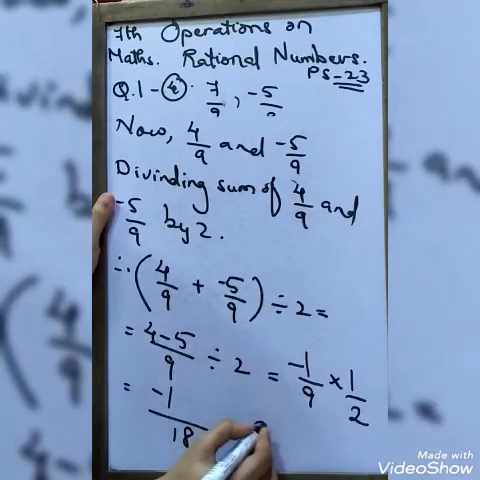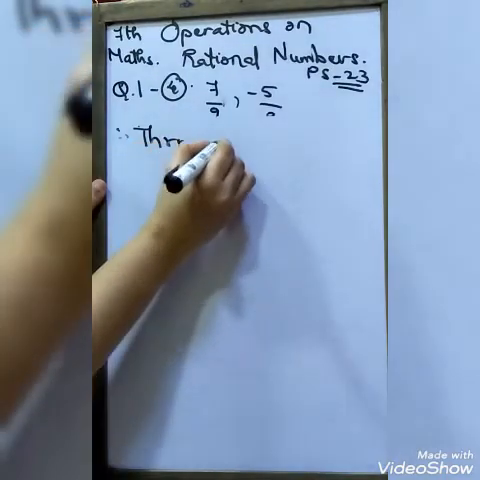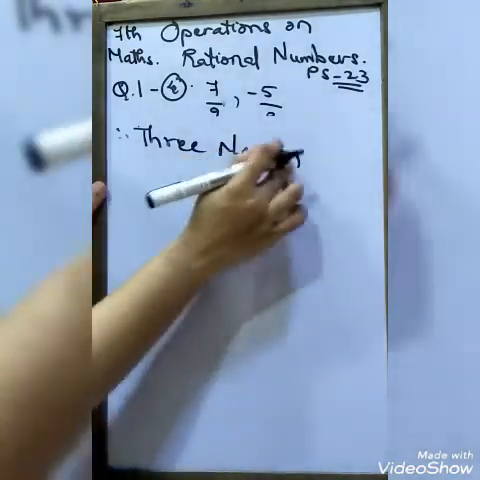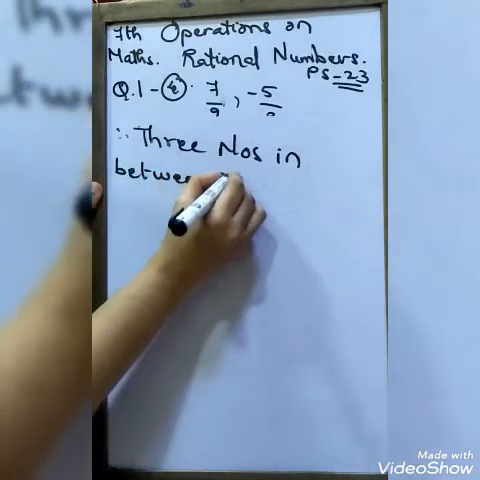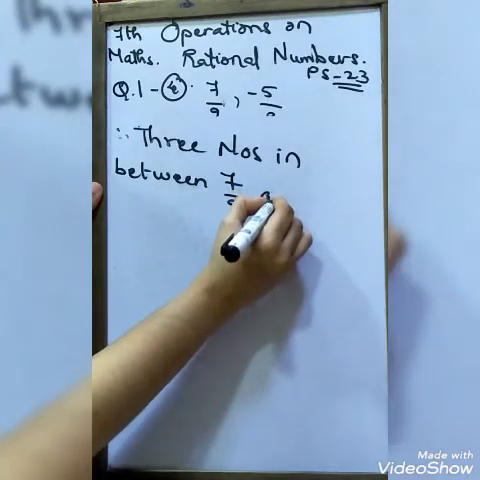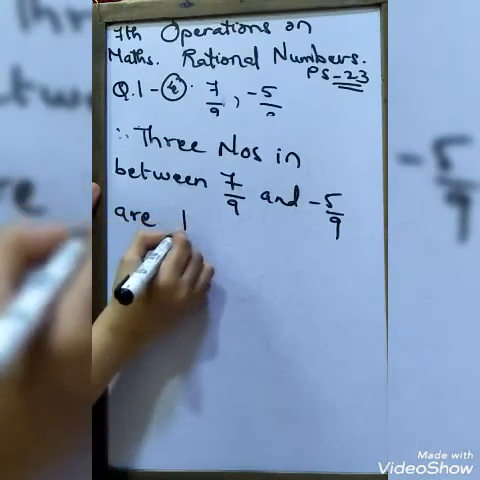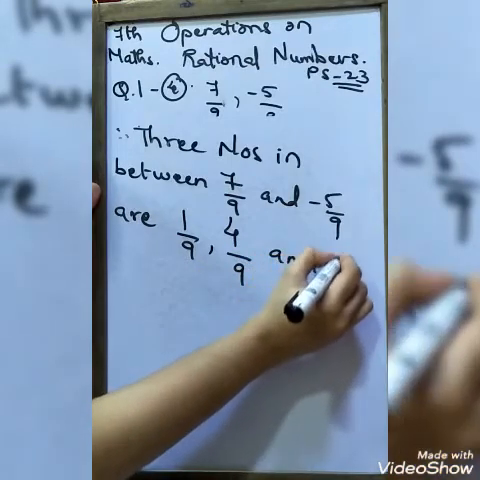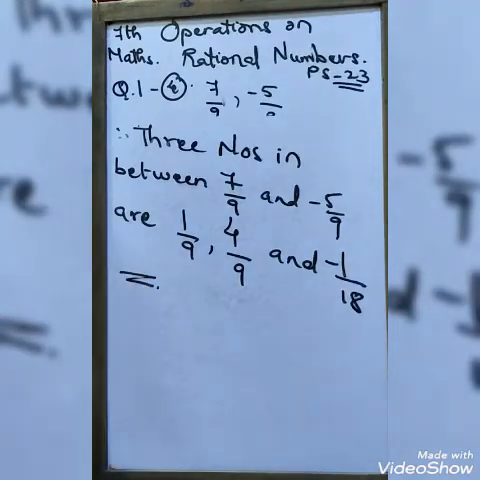So like that way we have found our 3 numbers. Therefore the 3 numbers in between 7 upon 9 and minus 5 by 9 are 1 upon 9, 4 upon 9 and minus 1 upon 18. Like that way we have solved the sum. Now let us go for the fifth sum.